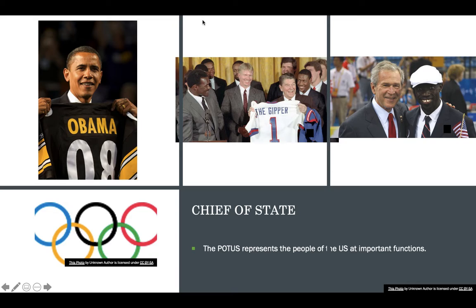Presidents often visit the Super Bowls. Because these are important functions, our president needs to be aware of what's important to our people.